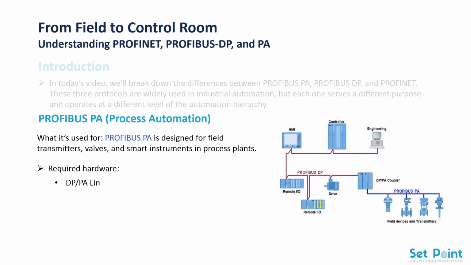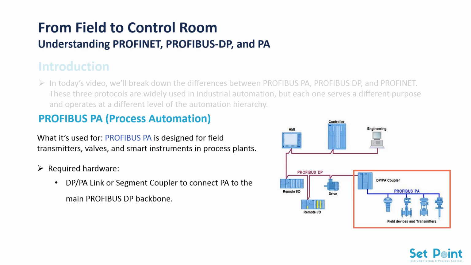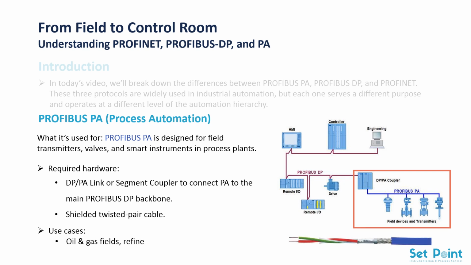Required hardware: DP-PA link or segment coupler to connect PA to the main Profibus DP backbone. Shielded twisted pair cable. Use cases: oil and gas fields, refineries, chemical plants, water treatment, and any plant with hazardous areas.